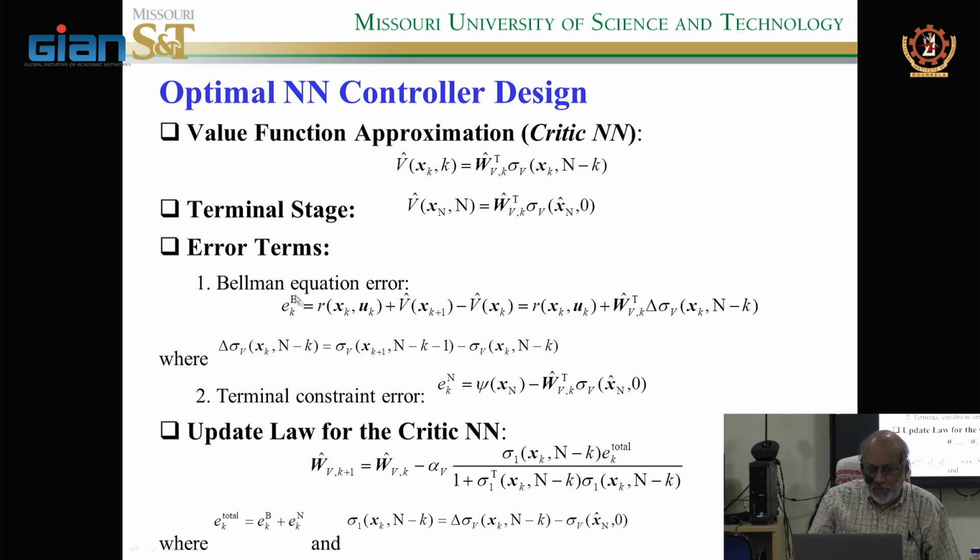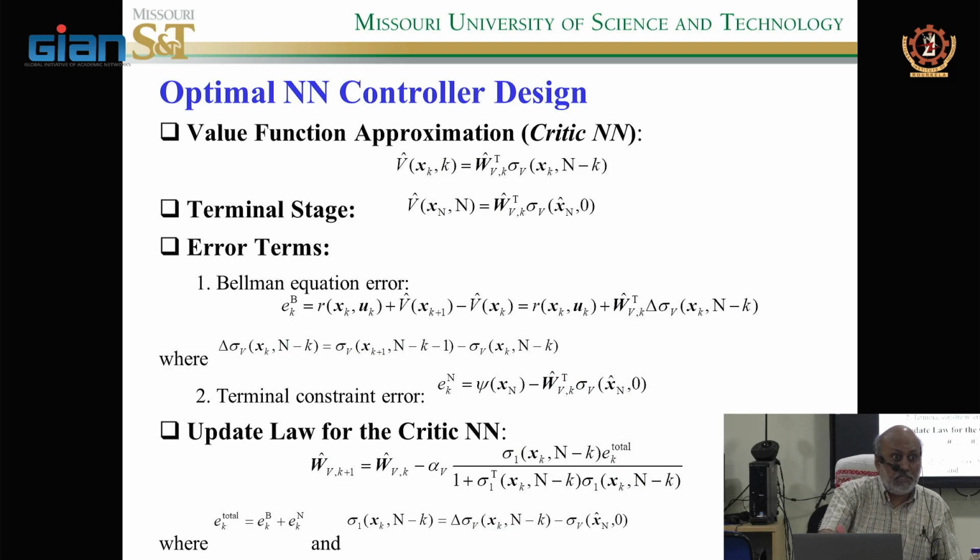So this E_k^B is the Bellman error, and you have the neural network stuff along with the cost to go. And then you also have the constraint error, terminal constraint error. Then what you do, you sum that up to get the total error, and then you have an update law for the weights for the critic. So look at this weight update law. This alpha V is the learning rate for the critic. Okay? So what does the critic do? Critic approximates the value function.